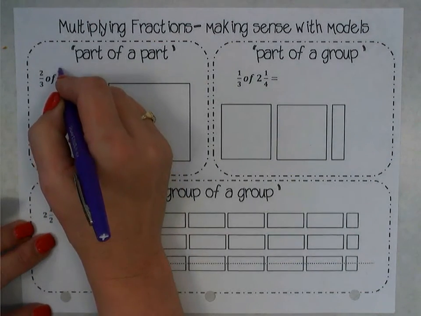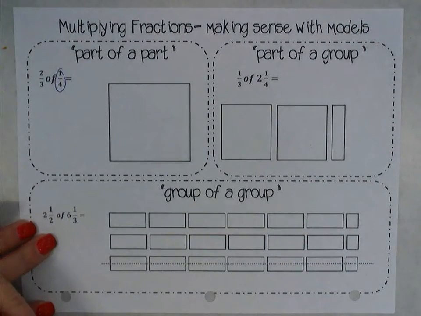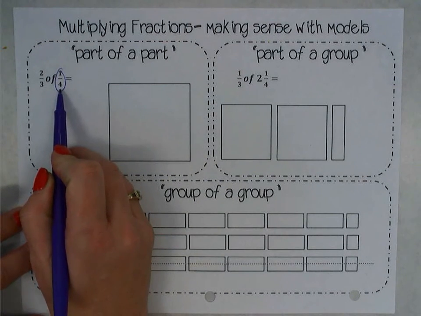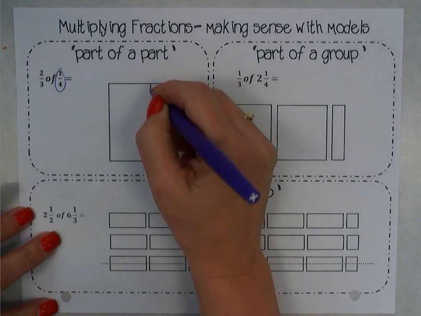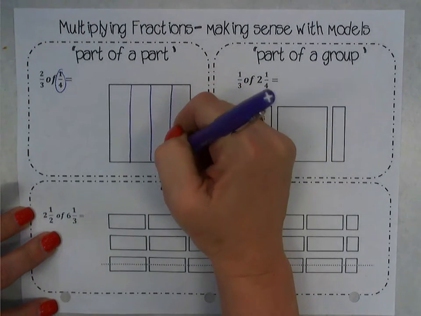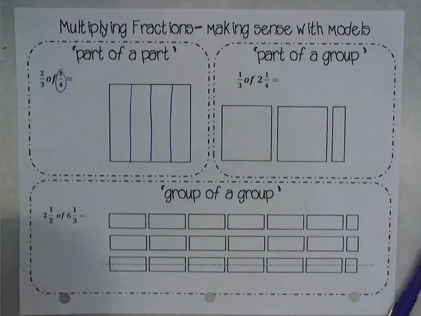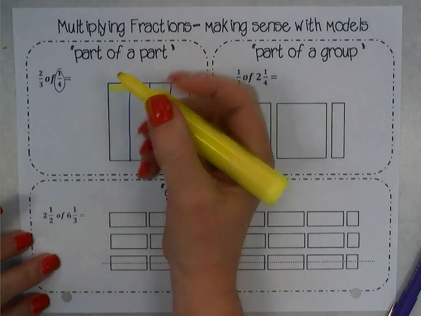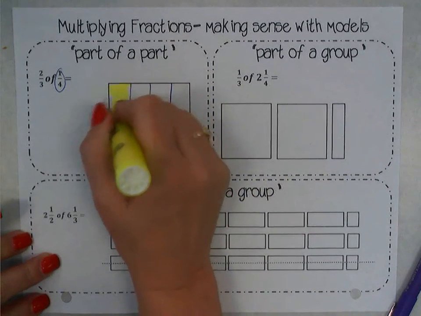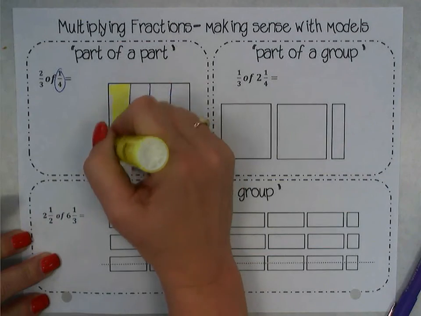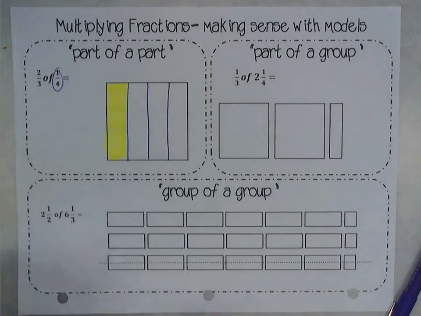We started out here with 1/4 of the pan full of brownies. So remember, the denominator tells us how many parts to divide this into. So I'm going to take my brownie pan and partition it, or cut it up, into 4 parts. And the numerator tells me I need to shade one of those parts. So I don't have a lot of brownies in this pan, and it's represented here by my highlighter.